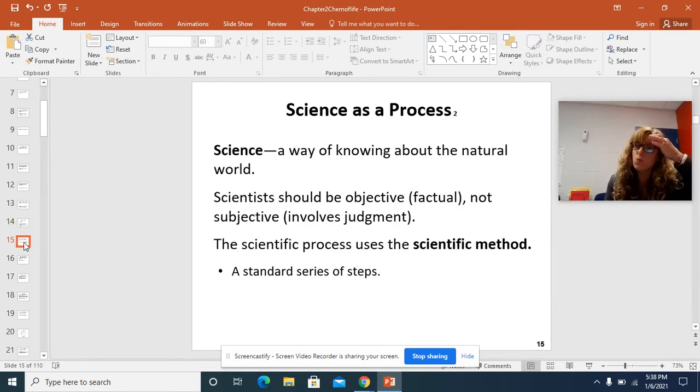So science is just a way of knowing about the natural world, okay? And scientists are objective and we're not subjective. Science isn't a belief, like I believe in science. No, science is a fact, okay? And it's objective. We have to have evidence.